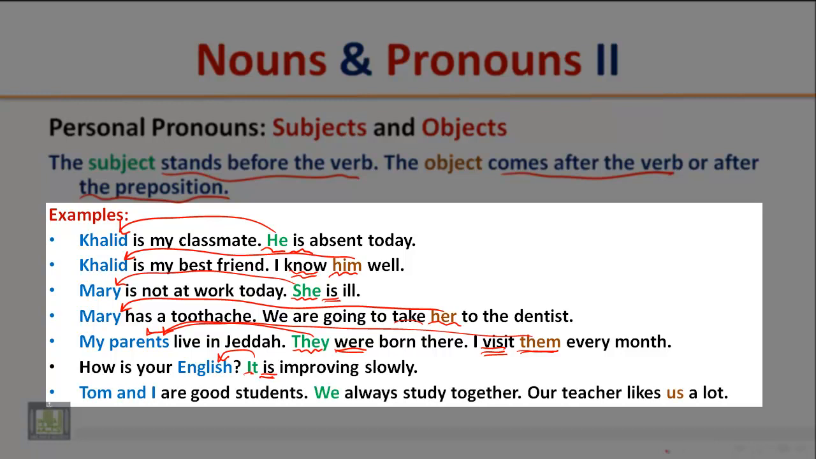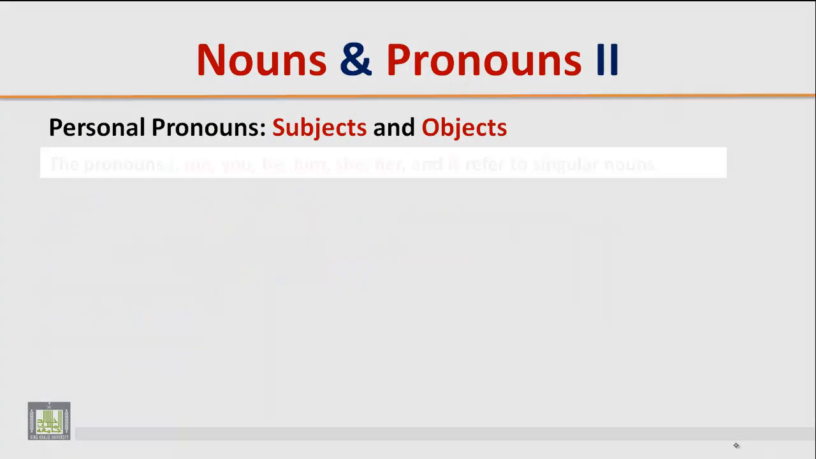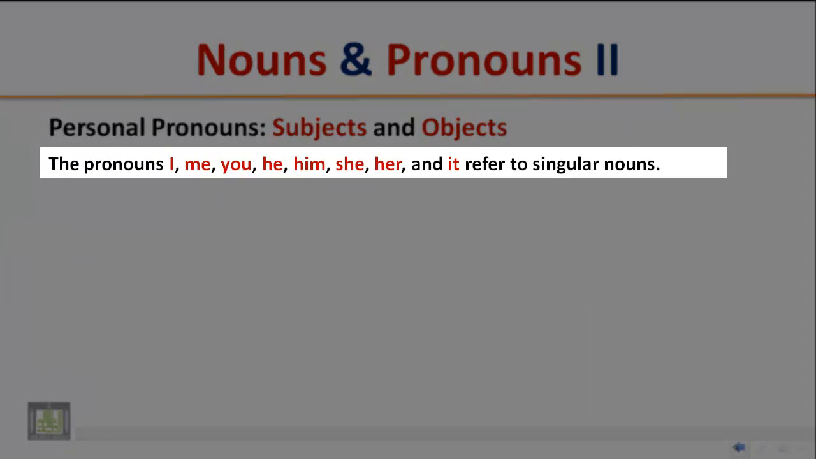Tom and I are good students. We always study together. Our teacher likes us a lot. We is a subject pronoun. It stands before the verb study. We refers to Tom and I. Us is an object pronoun. It comes after the verb likes. Us refers also to Tom and I. The pronouns I, me, you, he, him, she, her, and it refer to singular nouns. The pronouns we, us, you, they, and them refer to plural nouns.